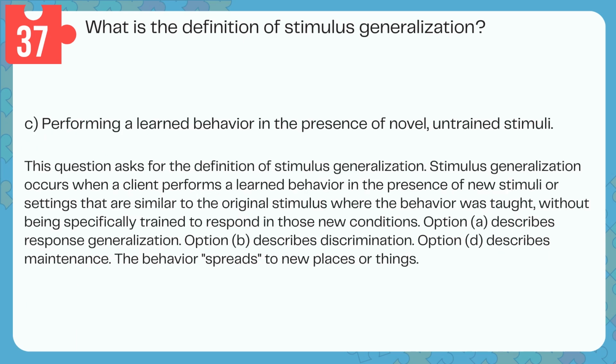Answer: C, performing a learned behavior in the presence of novel, untrained stimuli. This question asks for the definition of stimulus generalization. Stimulus generalization occurs when a client performs a learned behavior in the presence of new stimuli or settings that are similar to the original stimulus where the behavior was taught, without being specifically trained to respond in those new conditions. Option A describes response generalization. Option B describes discrimination. Option D describes maintenance. The behavior spreads to new places or things.